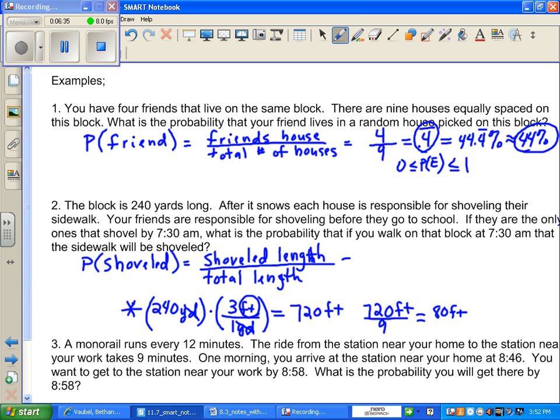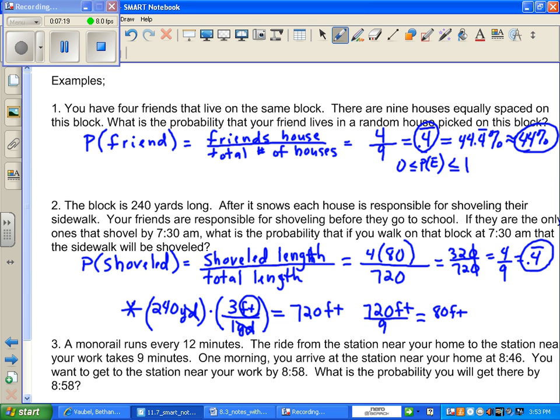So I'm going to set up my proportion, or my probability. The shoveled length is going to be, I have 4 friends, and each of them has a front amount to shovel of 80 feet. The total length is 720 feet. So I have 320 over 720, divide them both by 10, divide them both by 8, and we end up with 4 over 9. Again, that is 0.4 repeating. So that value falls between 0 and 1.